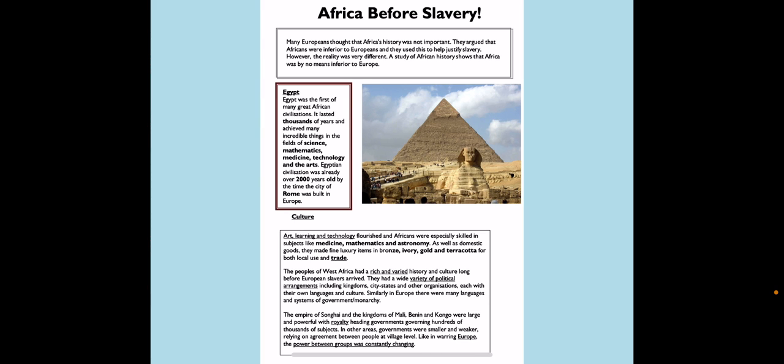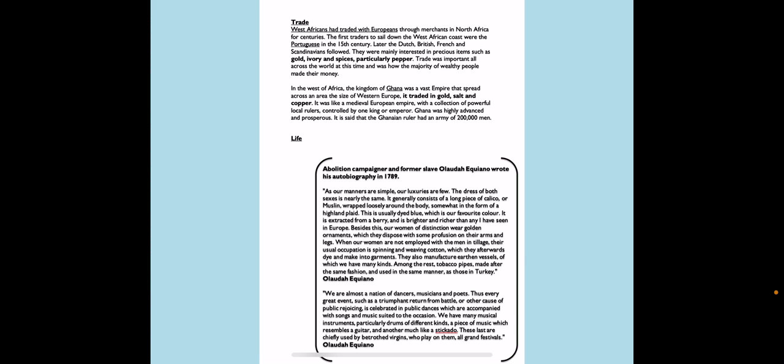The Empire of Songhai and the kingdoms of Mali, Benin, and Congo were large and powerful, with royalty heading governments governing hundreds of thousands of subjects. In other areas, governments were smaller and weaker, relying on agreement between people at village level. Like in warring Europe, the power between groups was constantly changing. And this is the second page.